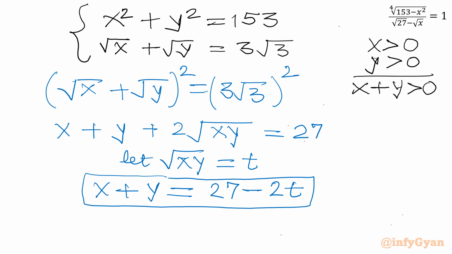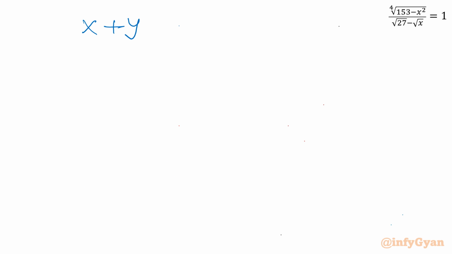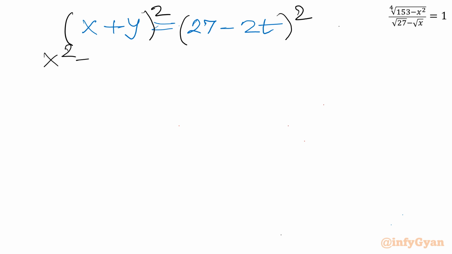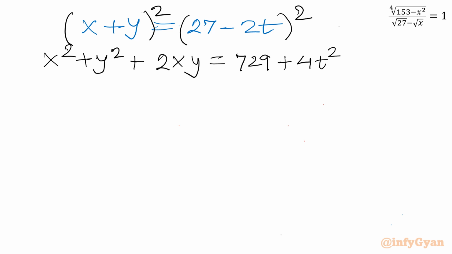And I will consider squaring once again because x square plus y square is 153, known. Let's consider squaring of this equation: x plus y equal to 27 minus 2t, whole square both sides. Now x square plus y square plus 2xy equal to, now 27 square is 729 plus 2t whole square is 4t square, and 2 times 27 times 2t, so minus 108t. Now root xy was our t, so xy will be t square.